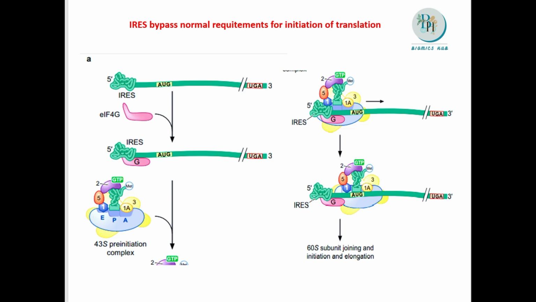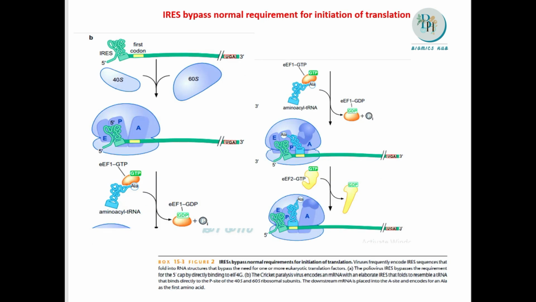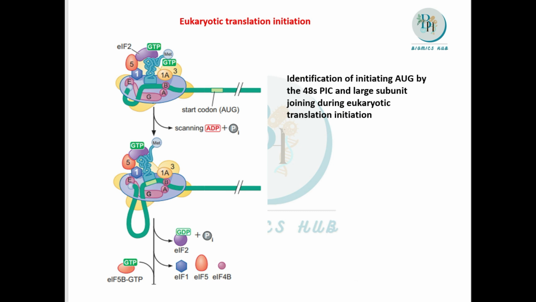So it does not allow eIF4E to come and bind. Okay, so this IRES sequence bypasses the normal requirement of the initiation complex, and by using eIF4G, it allows the 43S pre-initiation complex to directly come and bind at the AUG site or start site, and it forms a 60S subunit joining the ribosome and the mRNA, and forms the initiation as well as the elongation steps. Okay, so let us see how eukaryotic translation takes place.